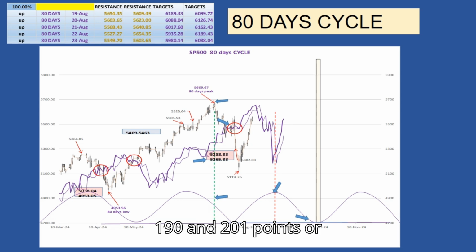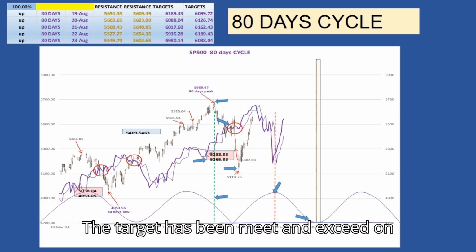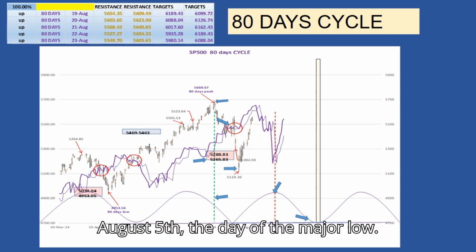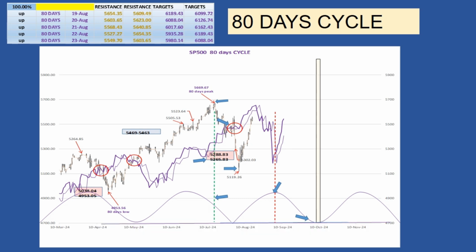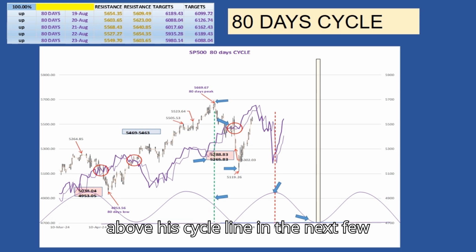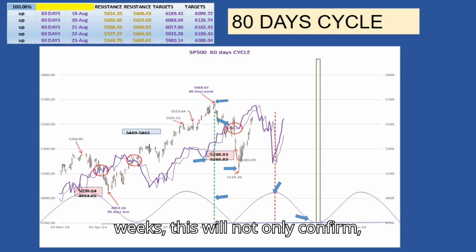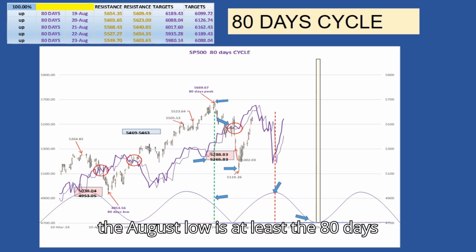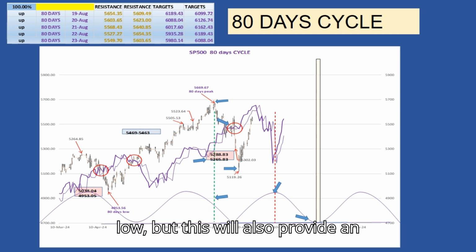190 and 201 points, or 3.47 and 3.69% of potential profit. The target has been met and exceeded on August 5th, the day of the major low. What's next? If the market crosses above this cycle line in the next few weeks, this will not only confirm the August low is at least the 80-day low, but will also provide an upside potential target.